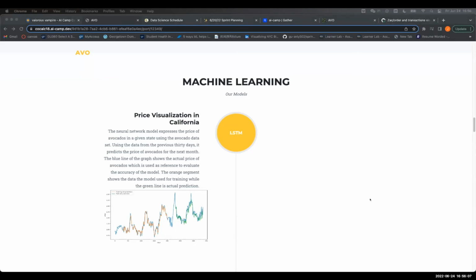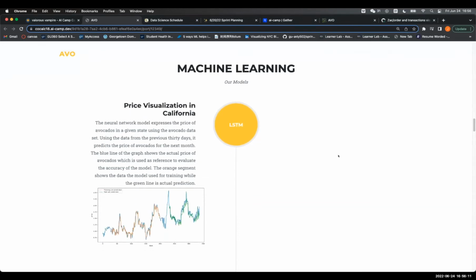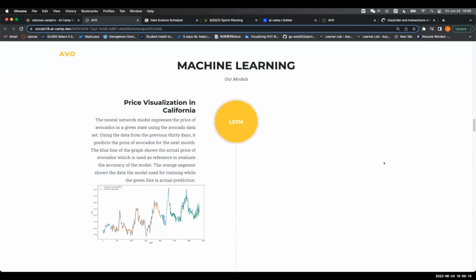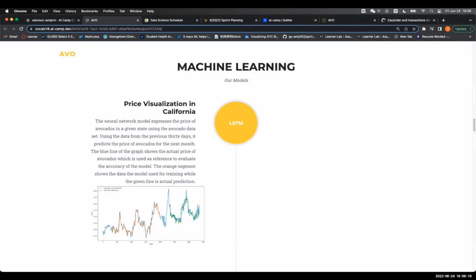I had a training set of 60% and a testing set of 40%, so that the testing could be better visualized on the graph itself. The training set is represented in orange, and the testing is represented in green. The blue is the actual price, and I used that to compare how accurate my prediction was, and it was able to correctly predict the fluctuation of prices.